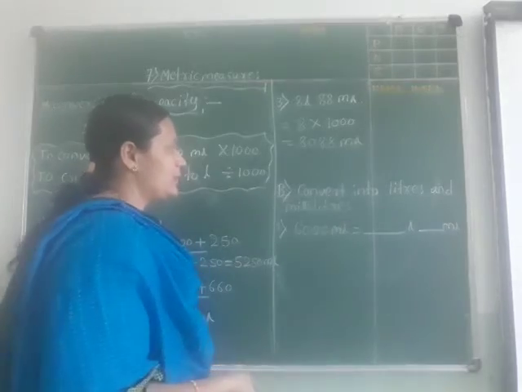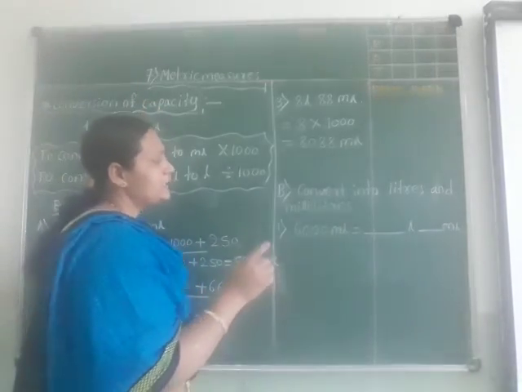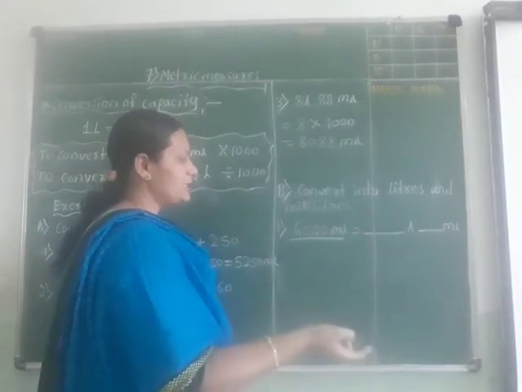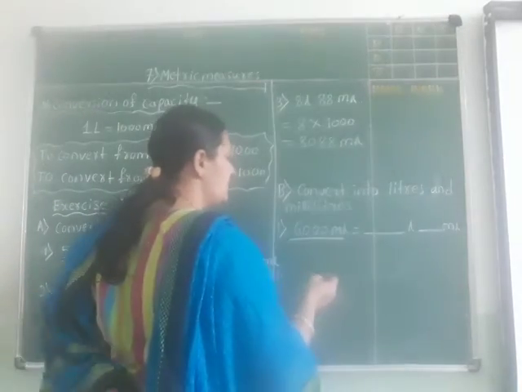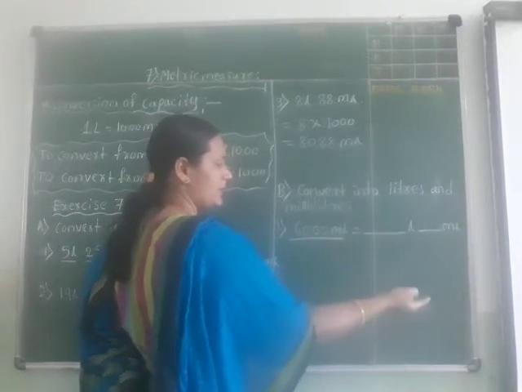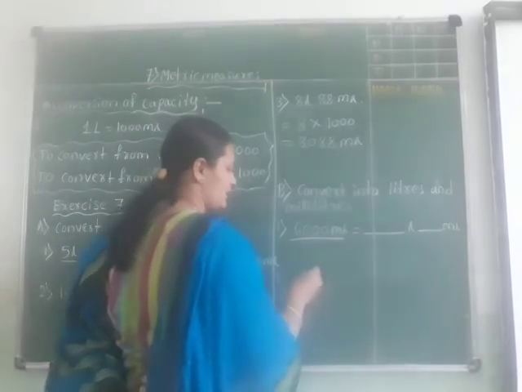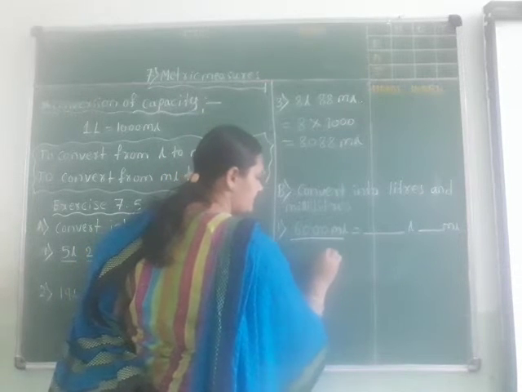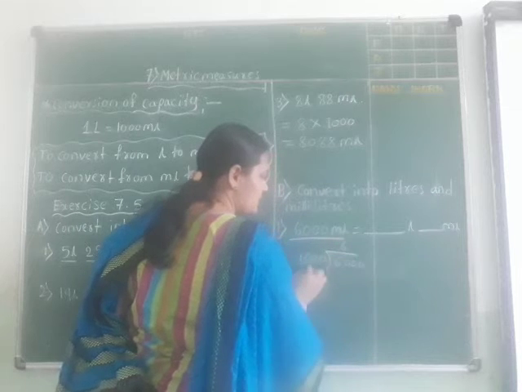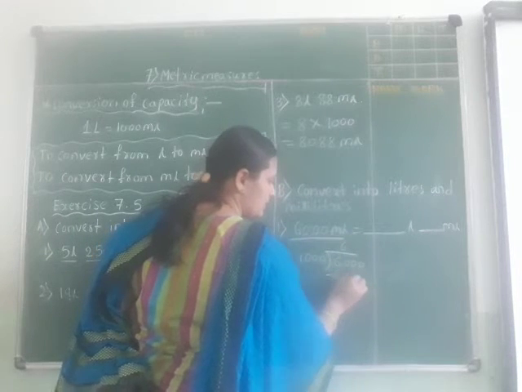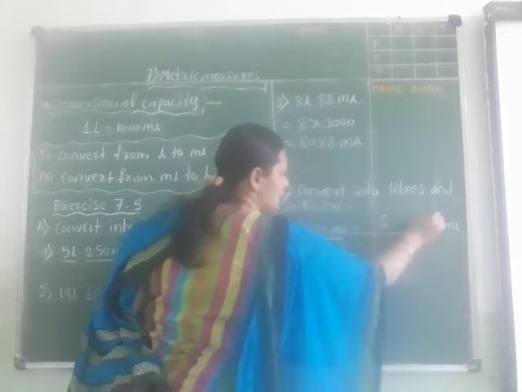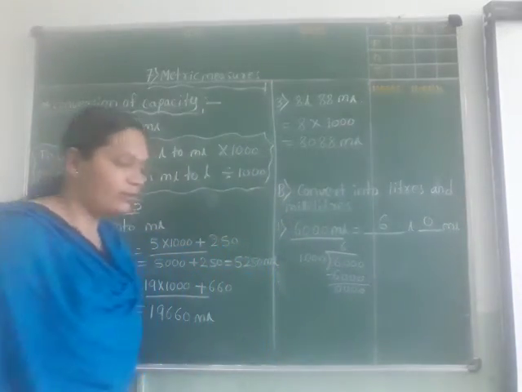One more example. Here we are converting to liters and milliliters. It is given in milliliters and we are converting it into liters and milliliters. So ml is the smaller unit. So we are converting a smaller unit to the bigger unit. We have to divide by 1000. So 6000 divided by 1000, that is the answer 6. So 6 liters and 0 milliliters. It will take more time.